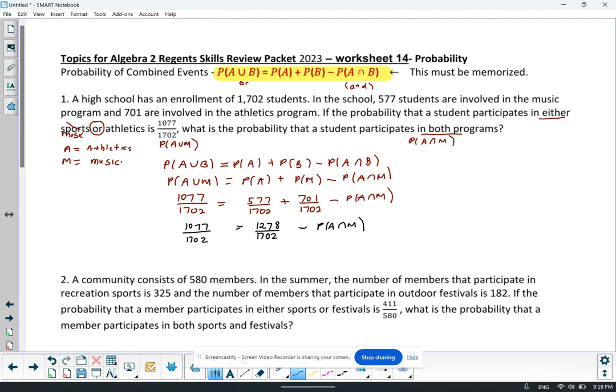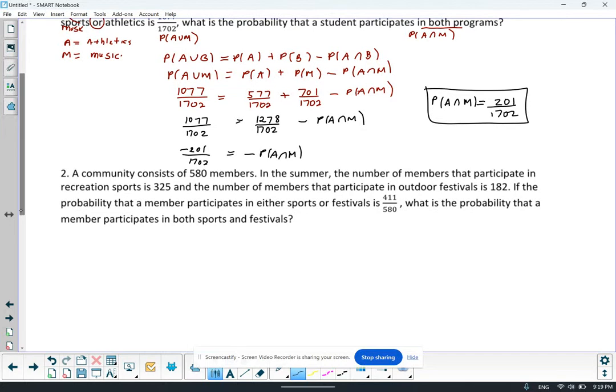And now I'm going to subtract this amount from 1,077. And again, I can just do that since I have a common denominator. So that's negative 201 over 1702 is equal to negative probability A and M. And so now I have that probability. So the probability that a student participates in both those programs is 201 over 1702. And you could round or you can leave the answer as is.